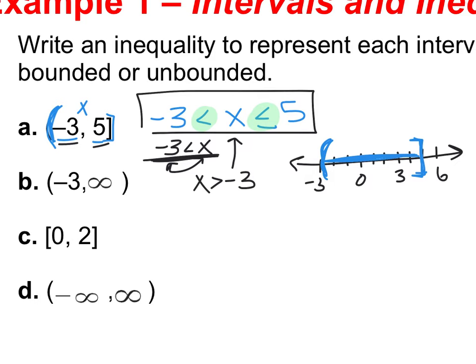And this one would be bounded because it has 2 endpoints. There's no infinity. It's only unbounded if it goes to infinity. Like our next one. So our next one is unbounded.